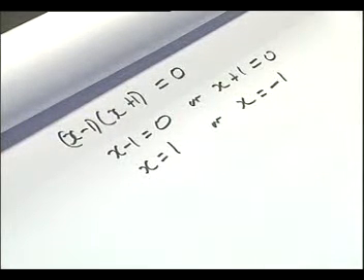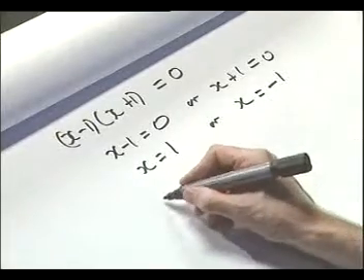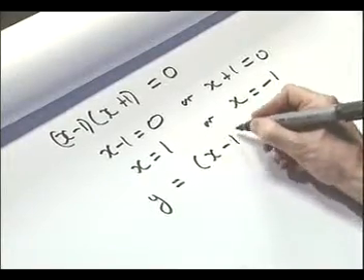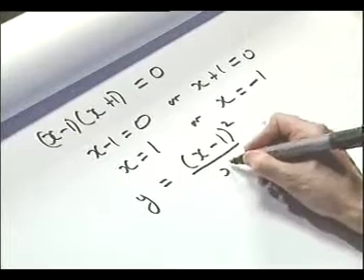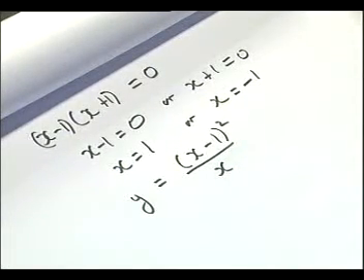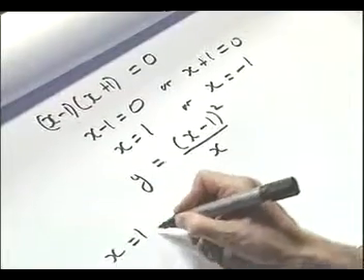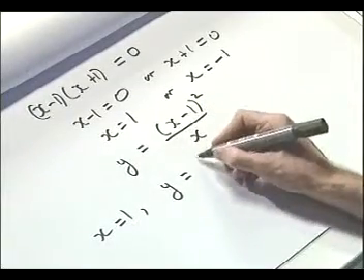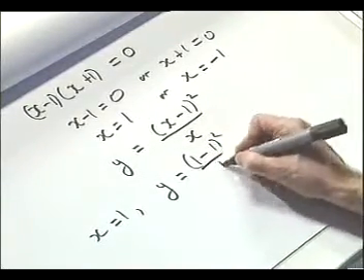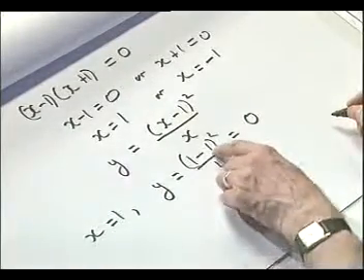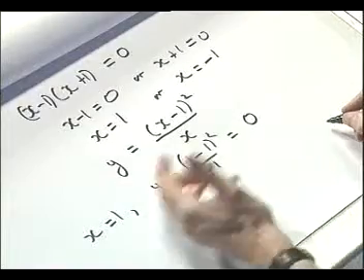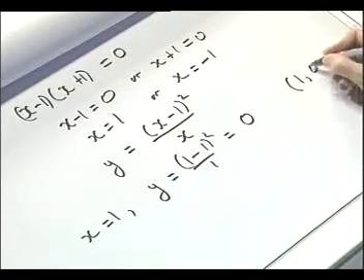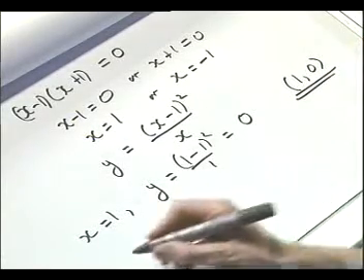Now it's the points we're after, so let's now calculate the values of y, remembering that y is equal to x minus 1 all squared all over x. So let's take x equals 1 and see what that gives us for y. We put 1 in there, we have 1 minus 1 all squared over 1. Well, that's just 0, because 1 minus 1 is 0. Square it, that's still 0. Divide by 1, the answer is still 0. So one of our points is (1, 0). That's one of our stationary points.